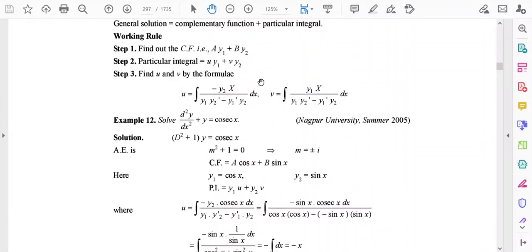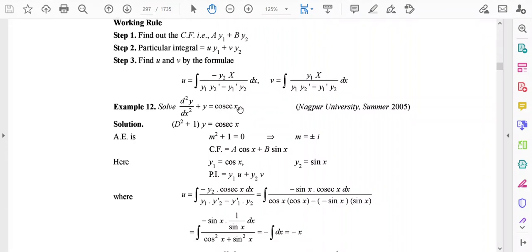Now what is the formula for particular integral? This is u into y1 plus v into y2. What is u? u is equal to this formula, and for v, this formula. Here what is X? X is cosec x. X means the term on the right hand side, that is capital X. And next you have to find the Wronskian. Wronskian means y1 y2 prime minus y1 prime y2.